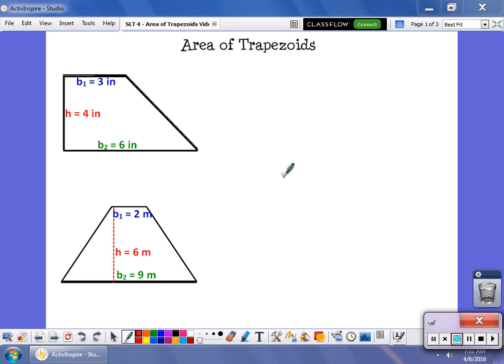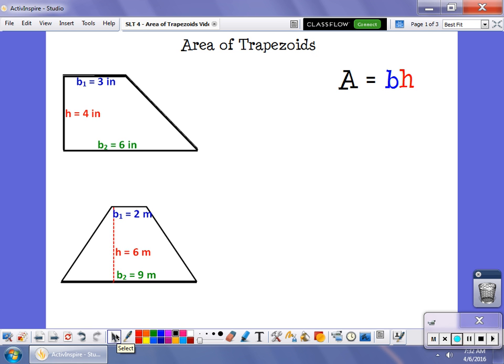If you notice, it has two different bases. Your bases are the parallel sides. Okay? So this one on the top has a measurement of 3 inches, and this base on the bottom has a measurement of 6 inches. If we're going to use our formula for the area of a parallelogram, our formula is area equals base times height. Well, trapezoids have two bases. So in order for us to figure out how to use this formula, we have to think about what we can do with these two bases.